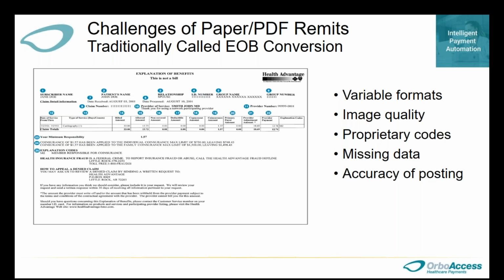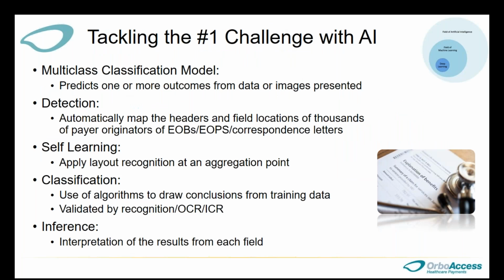And really, there's a lot of challenges with that, even with the manual conversion philosophy, because one is we have a lot of formats. Two is the image quality is suspect sometimes for these processes. Three, there's proprietary codes. There's missing data from these documents, and also the accuracy of posting becomes very challenging. So when you build an AI model in a direction that has to handle something like this, you need to have some very specific targets in terms of how you do it. And so that's where we say, let's talk in a little more detail about the technology itself.